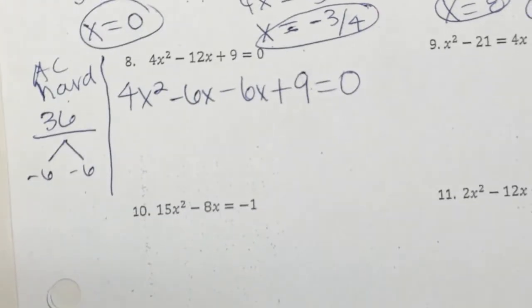Yes, group them and go ahead and finish factoring on your own and then solve by setting them equal to 0.